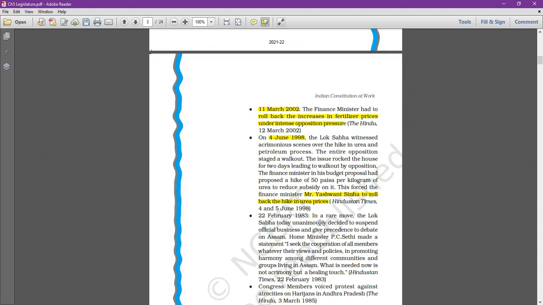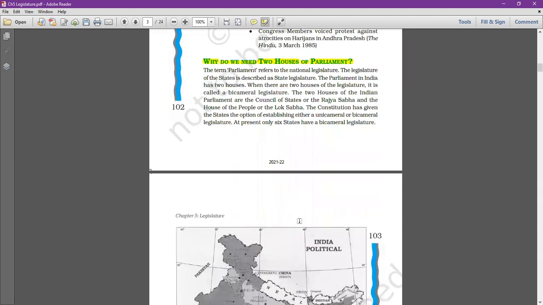So that is the importance of the parliament. Apart from law making, it has other political works also in democracy. Now the next question, that is your next topic, why do we need two houses of parliament? Next question is very interesting, that in India, as you all know, we have bicameralism.